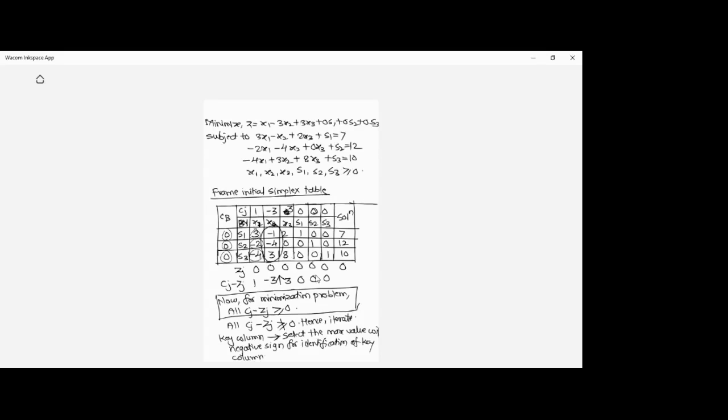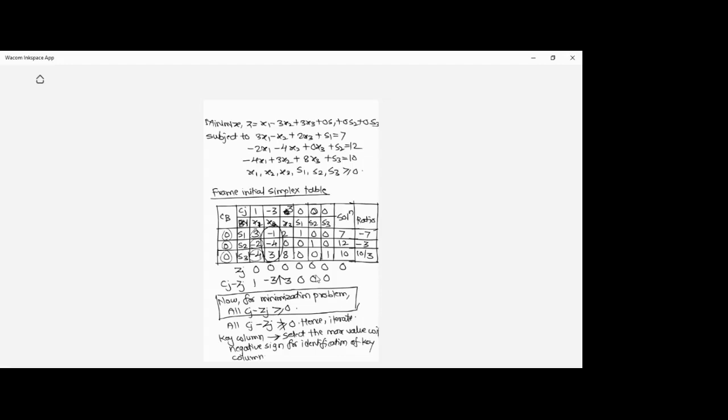So now that we have got the key column, we can get the key row as well. So here, 7 divided by minus 1 will be minus 7. 12 divided by minus 4 will be minus 3. And 10 divided by 3 is 10 by 3.